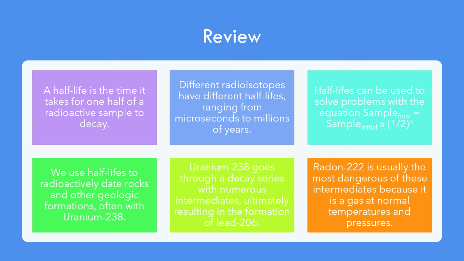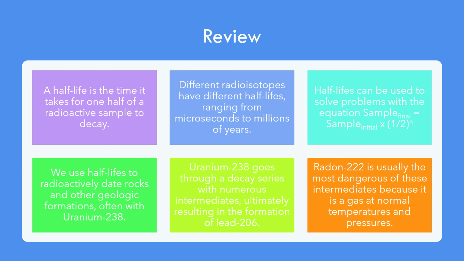Let's review. A half-life is the time it takes for 1/2 of a sample of radioactive material to decay and form products. Different radioisotopes have different half-lives, ranging from microseconds to millions or even billions of years. Half-lives can be analyzed using the formula amount of final sample present equals the amount of initial sample present times 1/2 to the n, where n is the number of half-lives passed.